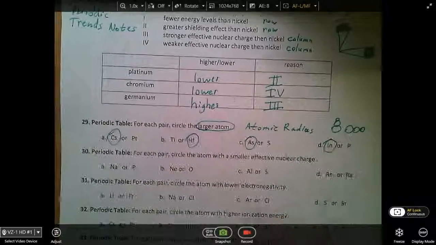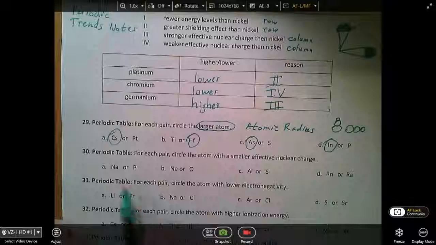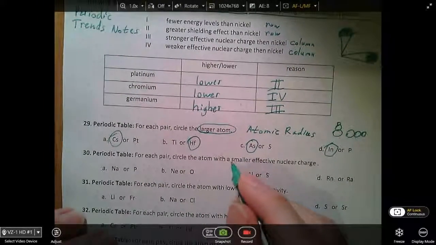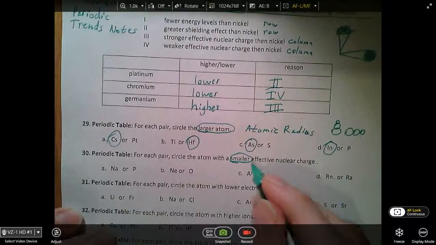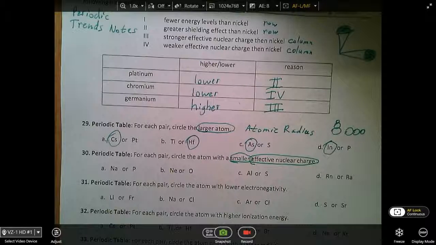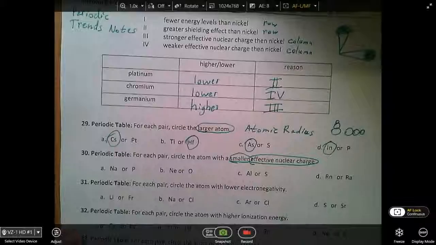All right, then we have this. By the way, this is still periodic trends. For each pair, circle the atom with a smaller effective nuclear charge. Okay. Effective nuclear charge has to do with the number of protons.